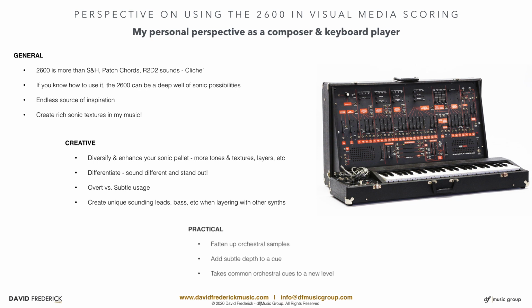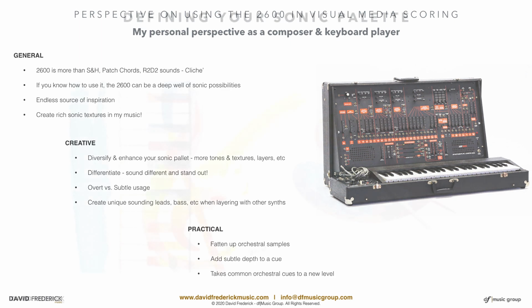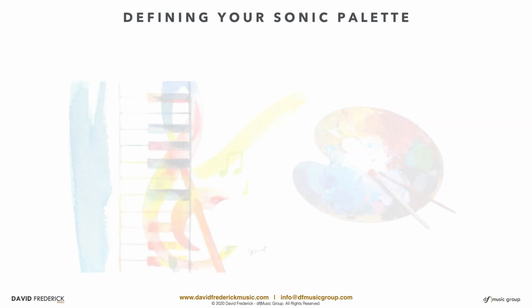Lastly, from a practical standpoint, the 2600 gives me the ability to fatten up my orchestral samples, add some subtle depth to a particular piece of music, and take common orchestral cues to a new level just by using this instrument. And it really does enhance my sonic palette, which leads me to the next topic that I'd love to talk about, which is the sonic palette.